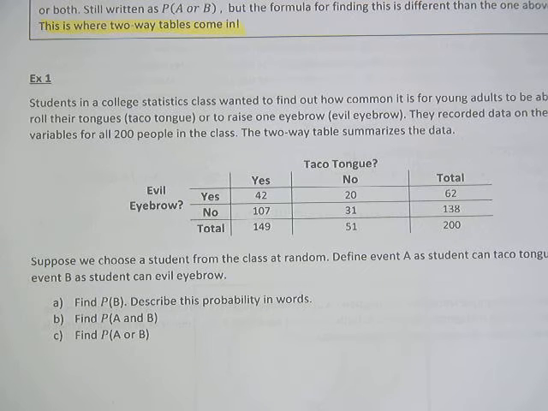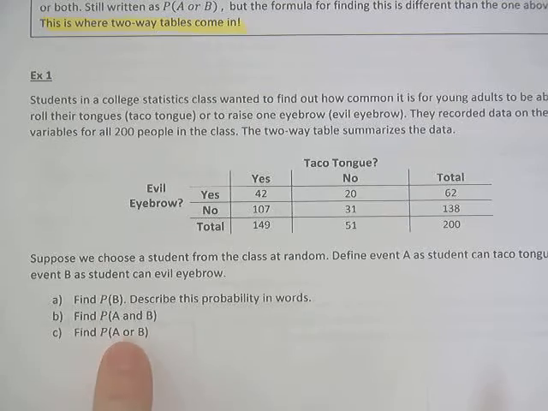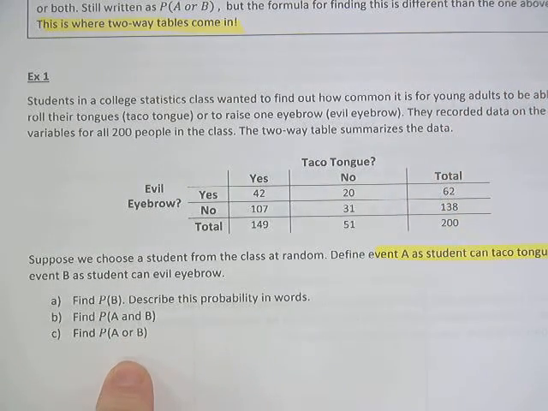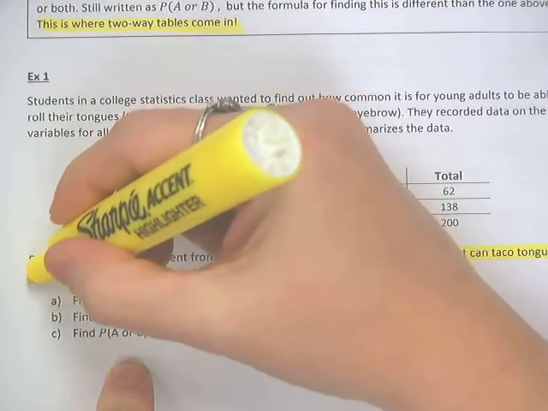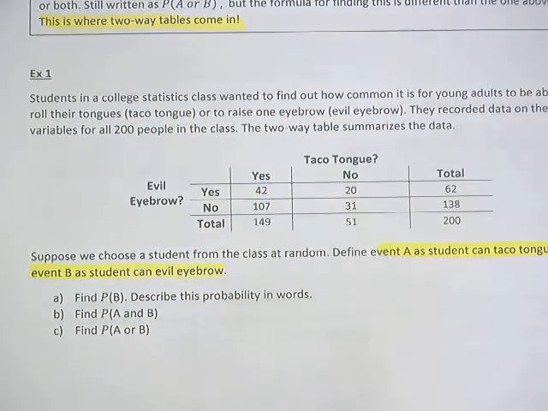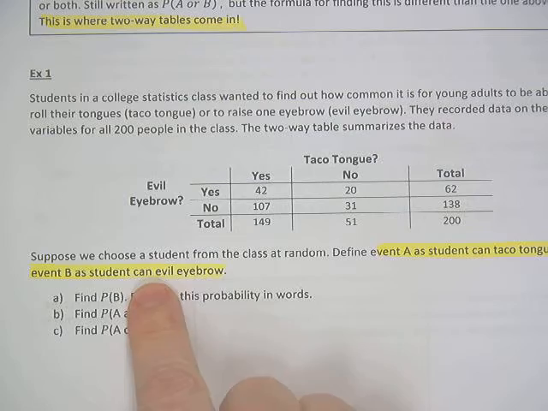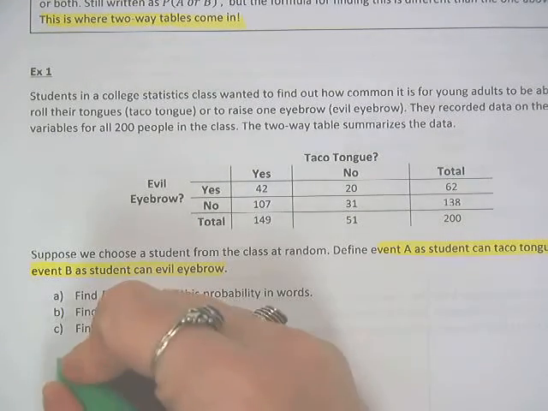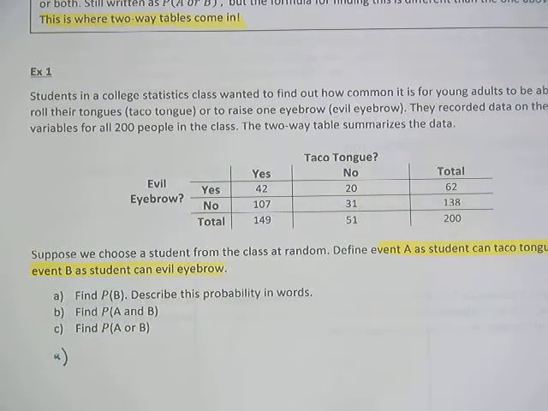Suppose we choose a student at random, and you need to know down here when it says A and B what they're talking about. Event A is you can roll your tongue, you can taco tongue, and event B is evil eyebrow. A says, find the probability of B and describe it in words.